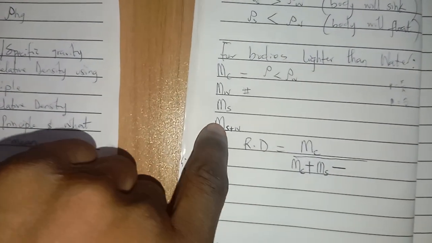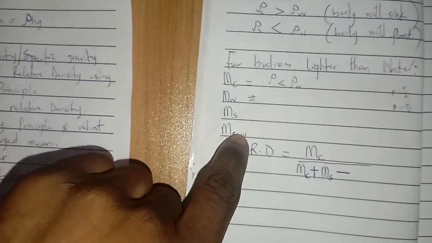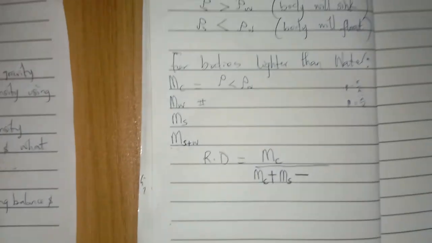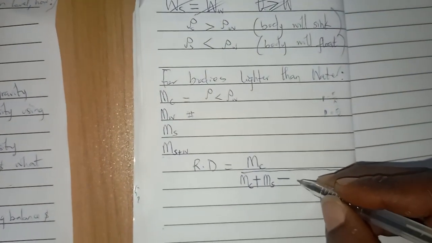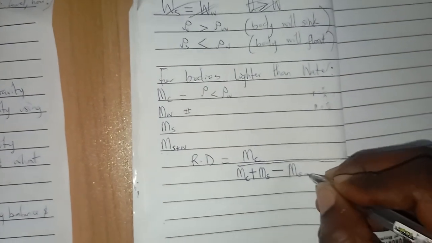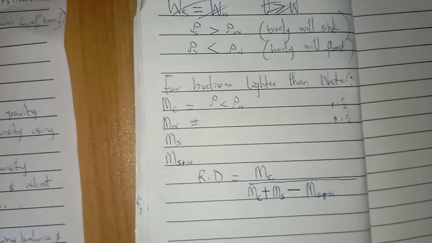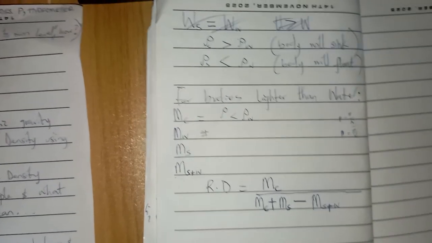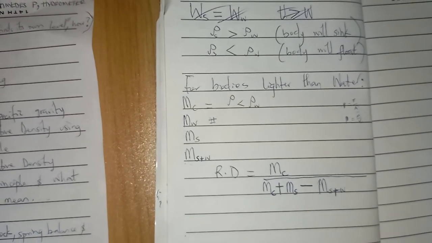Why this one is the sinker and water. So inside, it will now be minus the mass of the sinker plus water. So the cork itself that is in the air. Then the cork and the sinker that is used to make it enter the water.